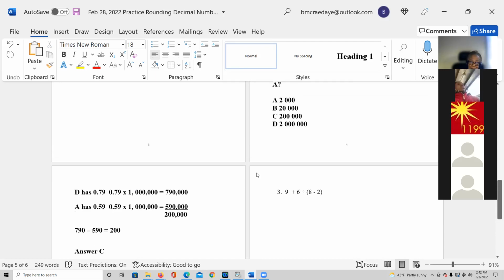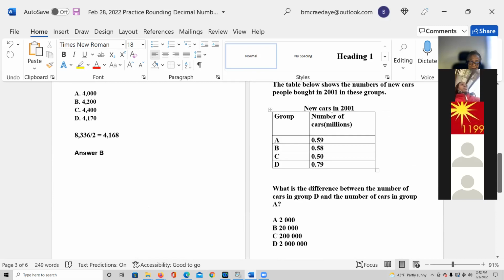And notice they do that a lot with problems. They'll give you a table with values in units or millions or thousands, and they'll give you the value in the table that's not in that form, but you have to convert it. If they had given you millions, that would have defeated the purpose. They want to make sure you convert your decimal into hundreds of thousands. So this 0.59 is saying 0.59 million, 0.50 million, which would be 500,000. 0.79 million is 790,000. Got it?